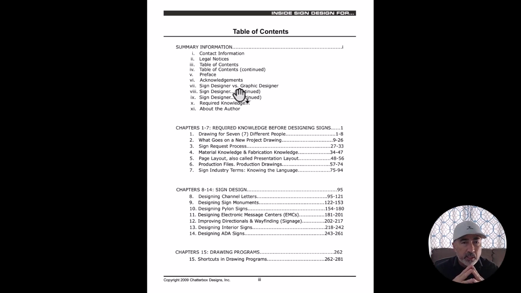So number 7 is sign industry terms, knowing the language. I think this is very important. You don't have to learn it immediately. You can go over this stuff in time. I would say this is a process.